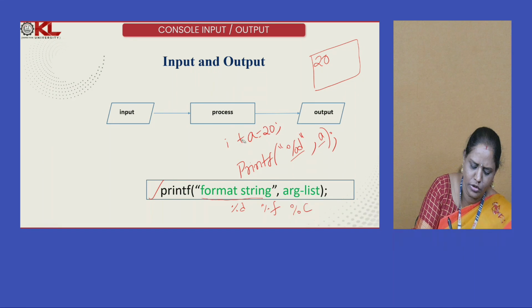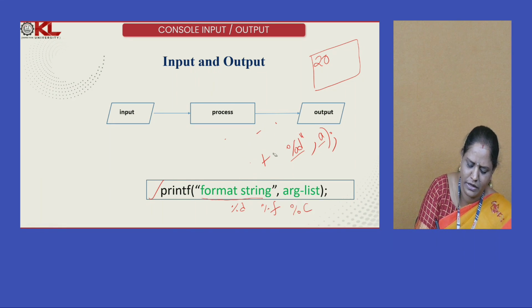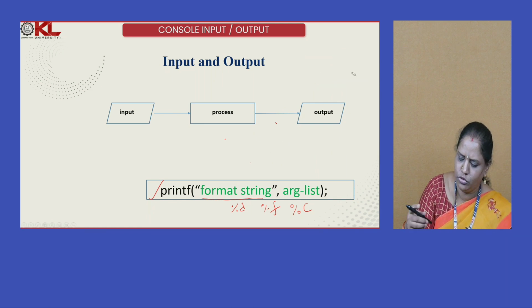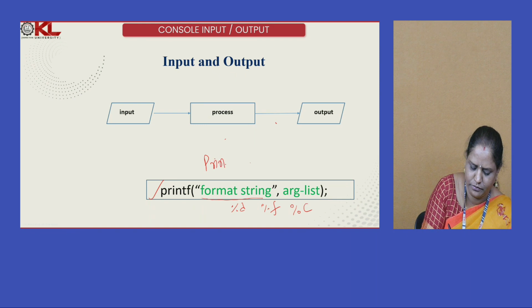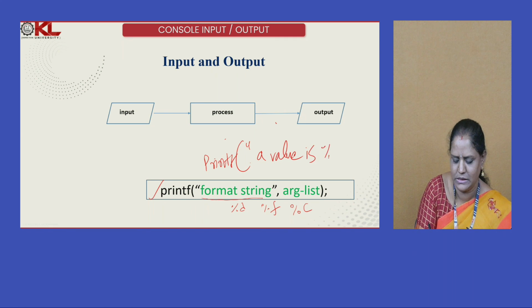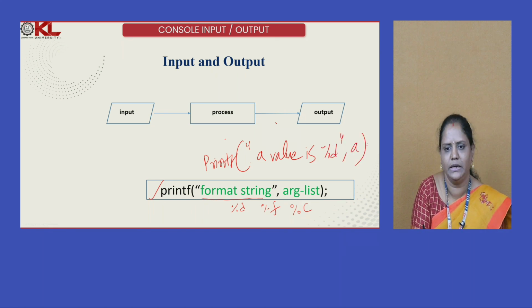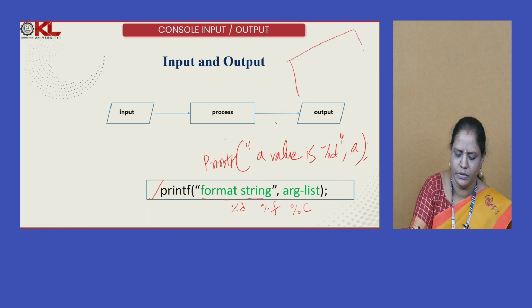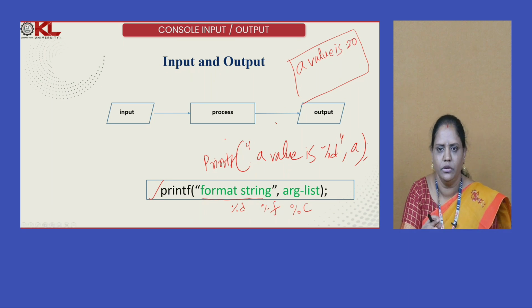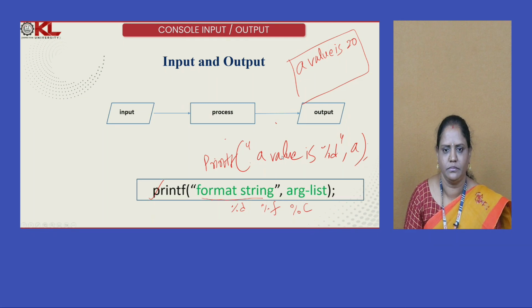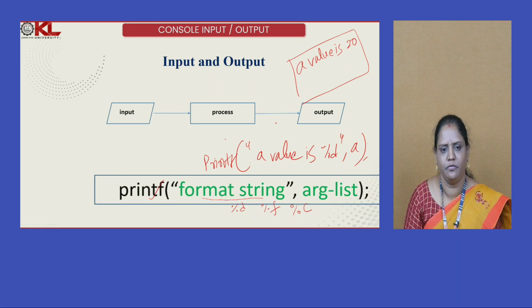Now for example, not only the value, I want to print a message and a value on the screen. That also I can do with the printf statement. Now how to write? printf("a value is %d", a). I can give it like this. So on the output screen, the output will be: a value is 20. So we can mix both messages and variable values on the screen. So printf is an output function, a predefined function used to print some output on the screen.